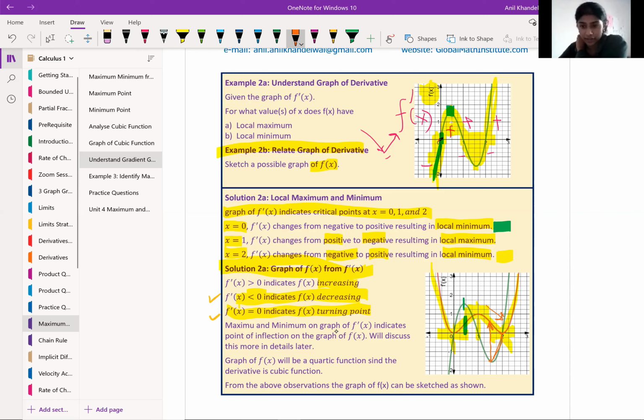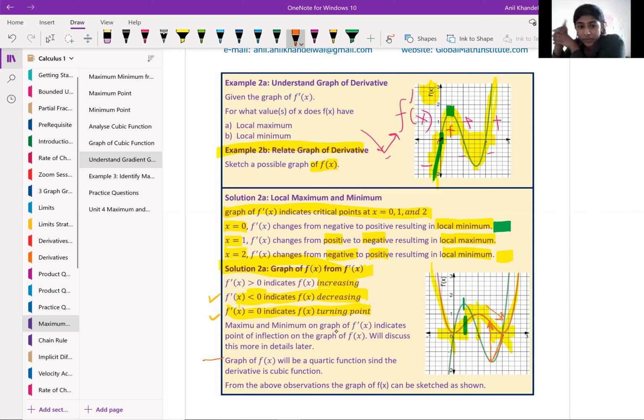Okay. Continue. The graph of f of x will be a quartic function since the derivative is a cubic function. Correct. So that's when you said we bring down the n and then x to the n minus 1.